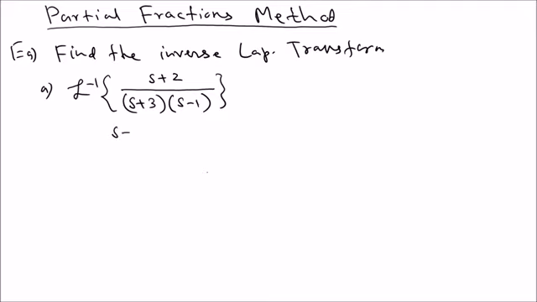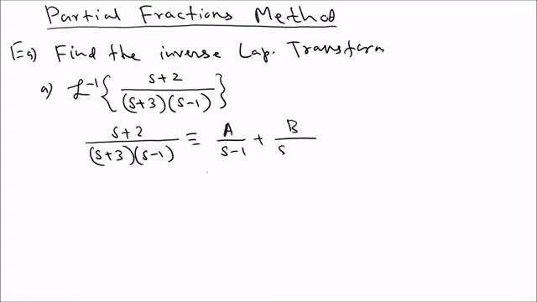So we can write the partial fraction decomposition. s plus 2 over s plus 3, s minus 1 is identical to, we can write the linear factors, A over s minus 1. There's no order, just pick one. B over s plus 3. And then we can multiply by the common denominator. So we can write this as s plus 2 identical to A times the other one plus B times the other one. You see, you get the other denominator.